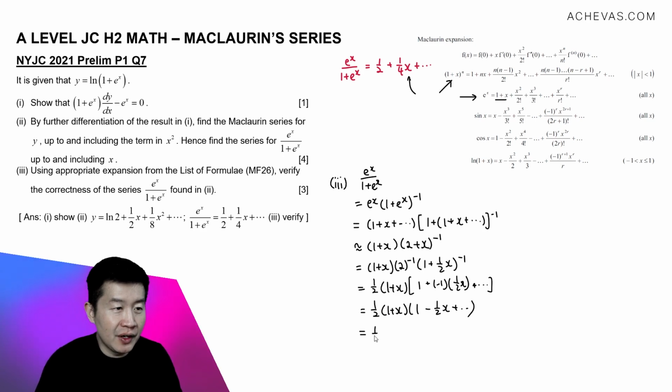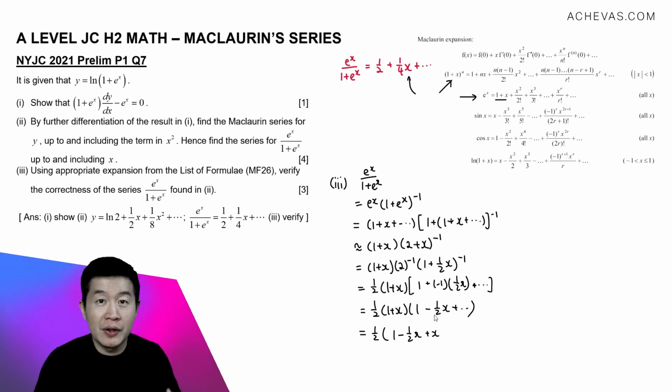Let's expand this further. So it will be half. This multiplied by this is going to be 1 minus half x. And x multiplied by 1 will be plus x. And this multiplied by this, we will have an x squared, and I'm going to ignore that because I'm supposed to expand all the way until the x term to verify the previous equation. So plus dot dot dot here.